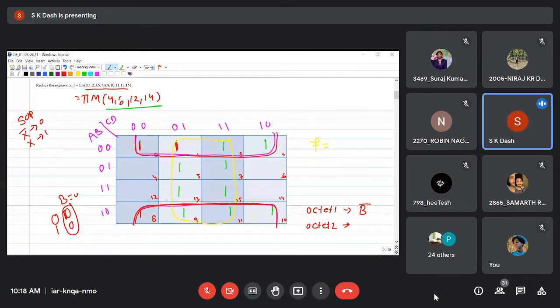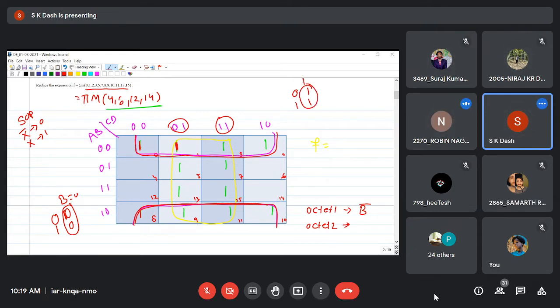Is anything common? Either AB equal to 00, AB equal to 01, AB equal to 11, AB equal to 10. Anything common in A and B? No, sir, nothing. Out of CD, these two: 01 and 11. So what is common? The second one is common. Second one corresponds to what?